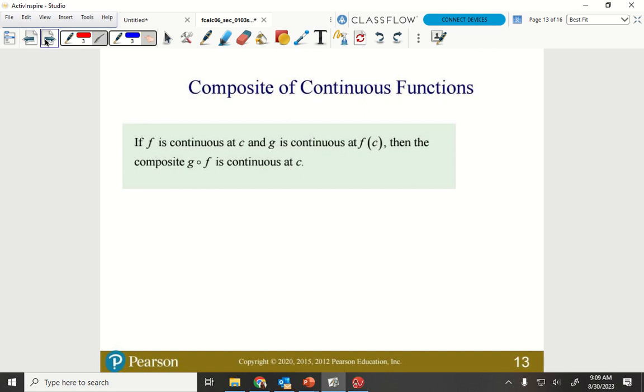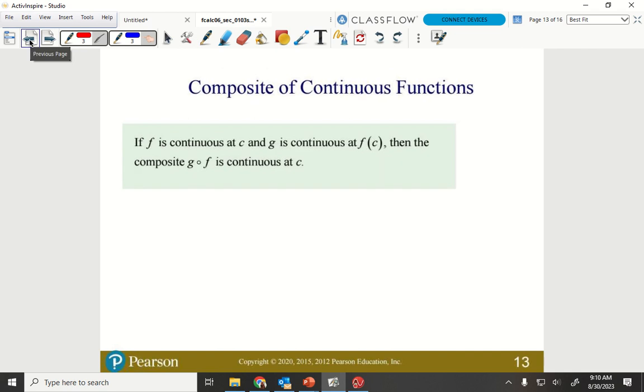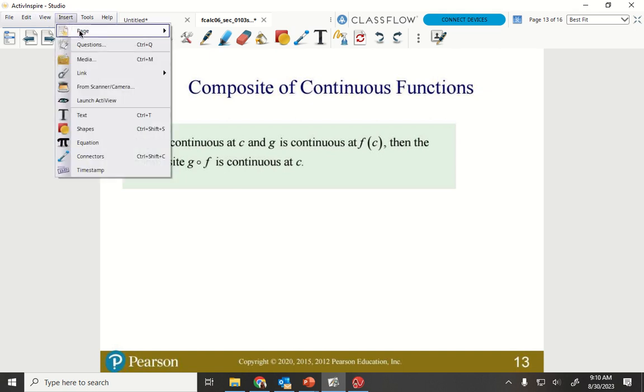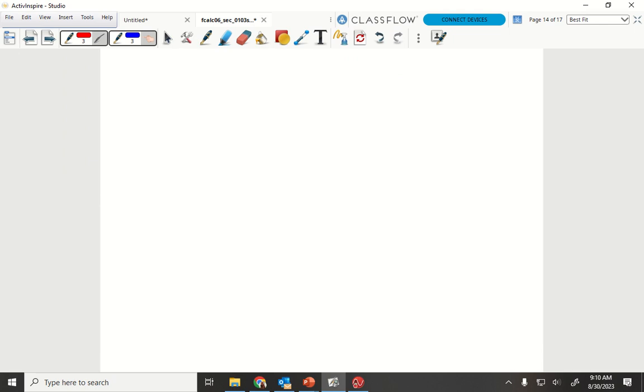Anyway, okay, if f is continuous at c and g is continuous at f of c, then the composite f of g is also continuous. So, if both are continuous, then when you take a composite, put one inside the other, they're both going to be continuous. Okay, intermediate value theorem. Actually, you know what? I'm going to insert some notes here because there's a couple things that it does not bring up, but I need to bring up because it's not here, and I think you probably already forgot it.